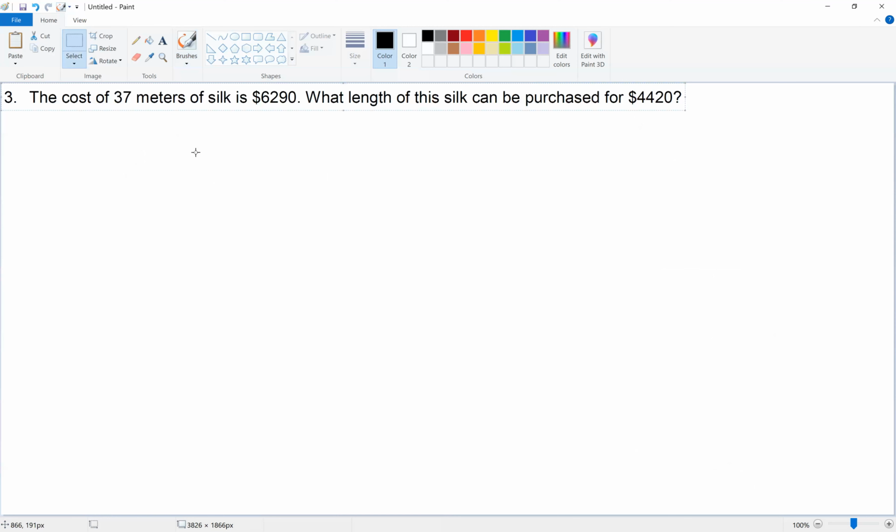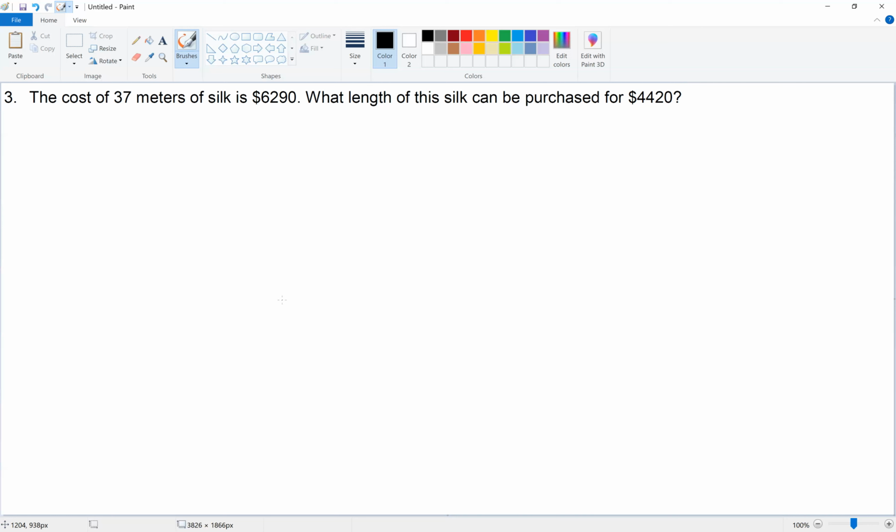Okay. Number 3, Surya. I didn't do this one. Try. Read the question. The cost of 37 meters of silk is 6,290. What length of the silk can be purchased for 4,420?